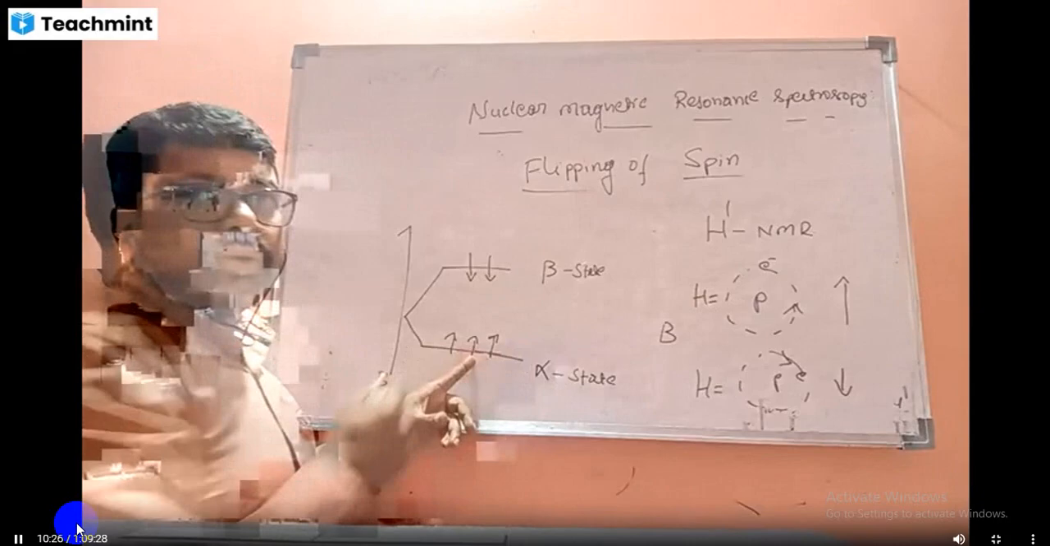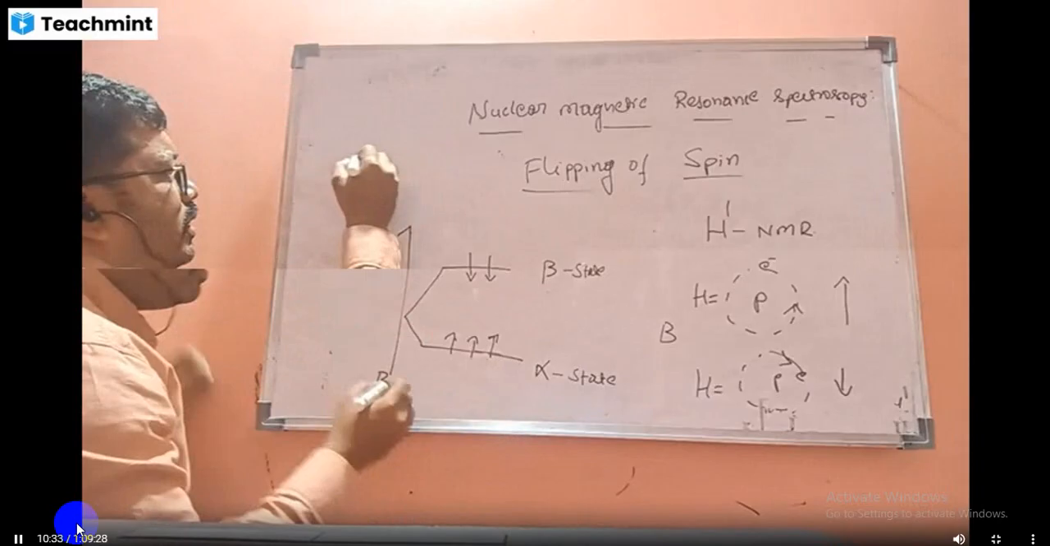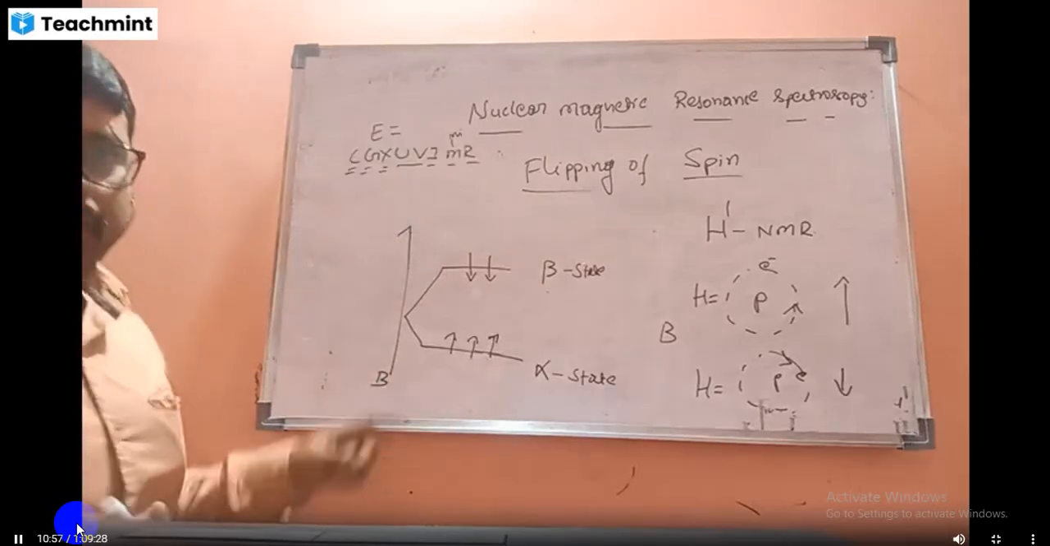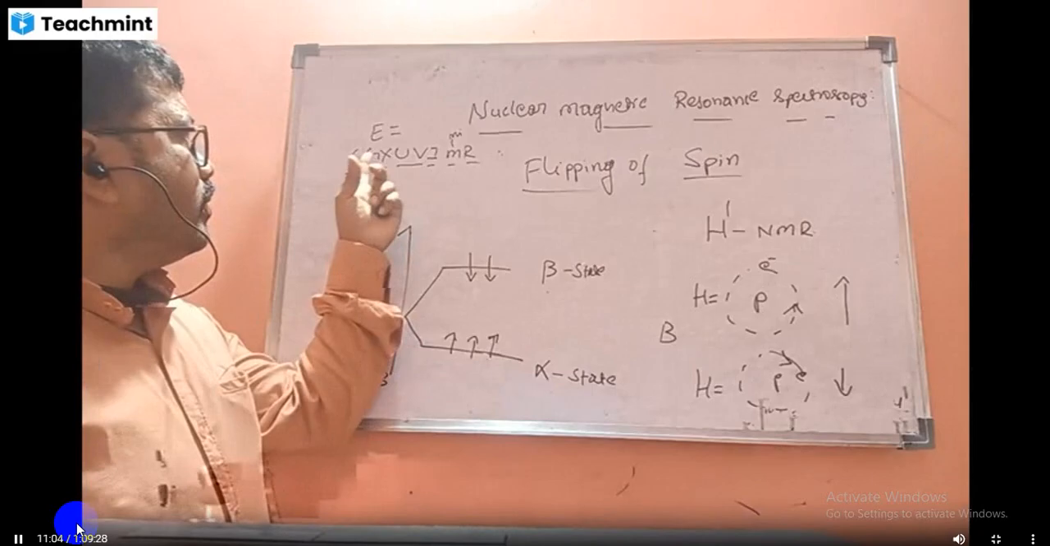When electromagnetic radiation of appropriate energy is applied... Electromagnetic radiation includes gamma rays, X-rays, UV, IR, microwave, and radio frequency. These are the range of electromagnetic radiation. So usually the proton absorbs... when electromagnetic radiation is supplied, nothing is observed except radio frequency, which will be observed.